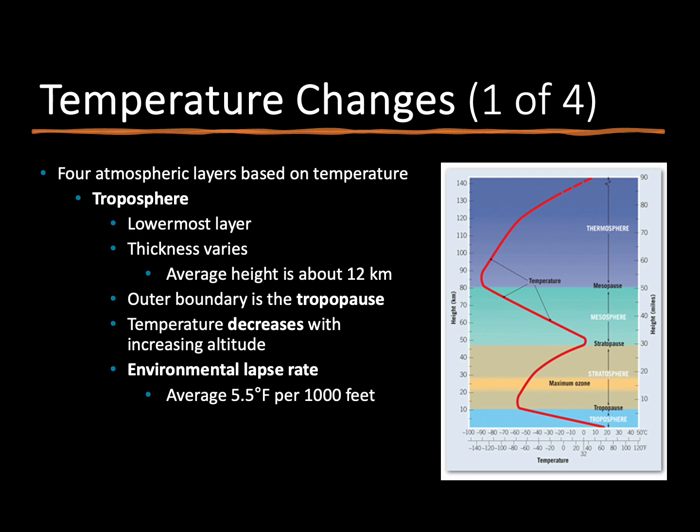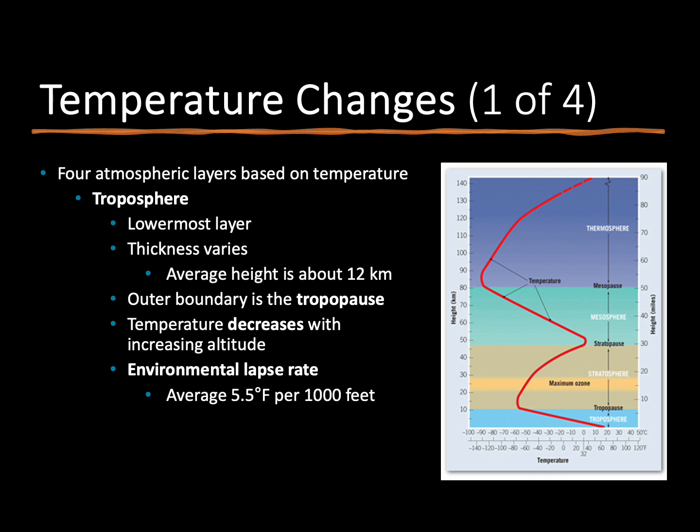But when we get to the top of the troposphere, we're going to have an outer boundary. It's going to very drastically get different in conditions above this boundary. So we call this outer boundary the tropopause. It's just separating the troposphere from the layer above it.